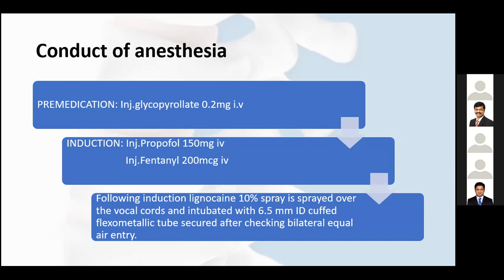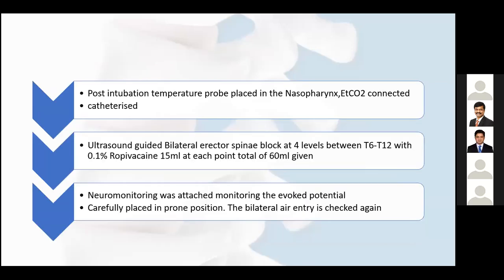She was intubated with a 6.5 mm ID cuffed flexometallic tube, and it was secured after checking bilateral equal air entry. Post intubation, the temperature probe was placed in the nasopharynx. The ETCO2 was connected. She was catheterized. Ultrasound guided bilateral erector spinae block was given at 4 levels between T6 and T12 with 0.1% ropivacaine, 15 ml at each point. A total of 60 ml was given.